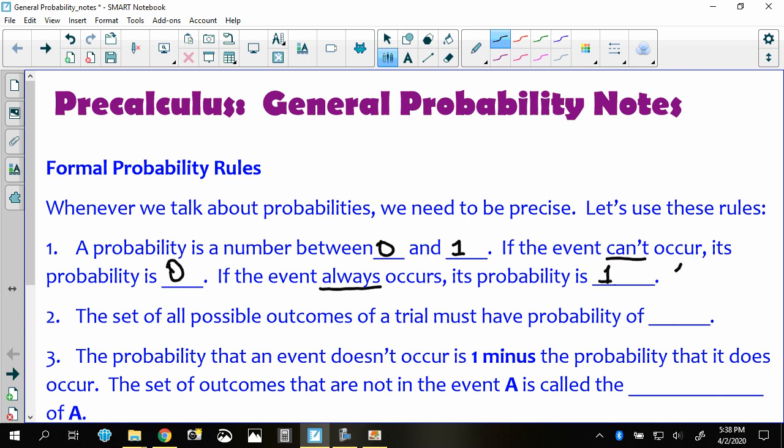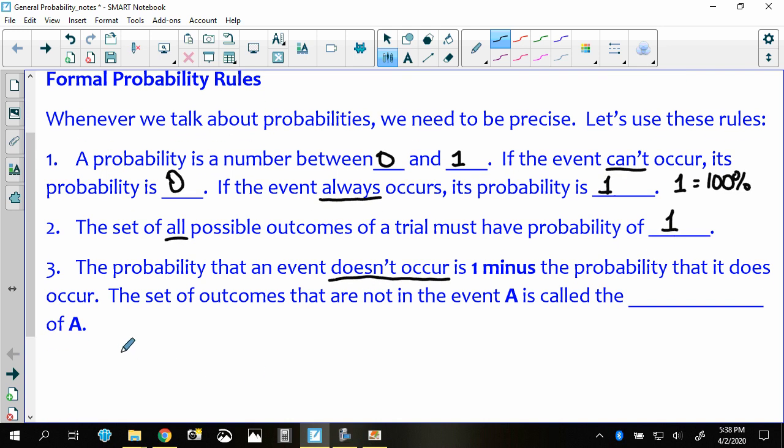I want to remember that 1 in decimal form of probability is the same thing as 100%. Okay? The set of all possible outcomes of a trial must have a probability of 1. So if you find the probability of finding a 1, a 2, a 3, a 4, a 5, or 6 on a dice, each one of those is a 1 out of 6 chance. So when you add all 6 of those numbers together, you would end up with a total of 1. Okay, so the probability that an event doesn't occur is 1 minus the probability that it does occur.